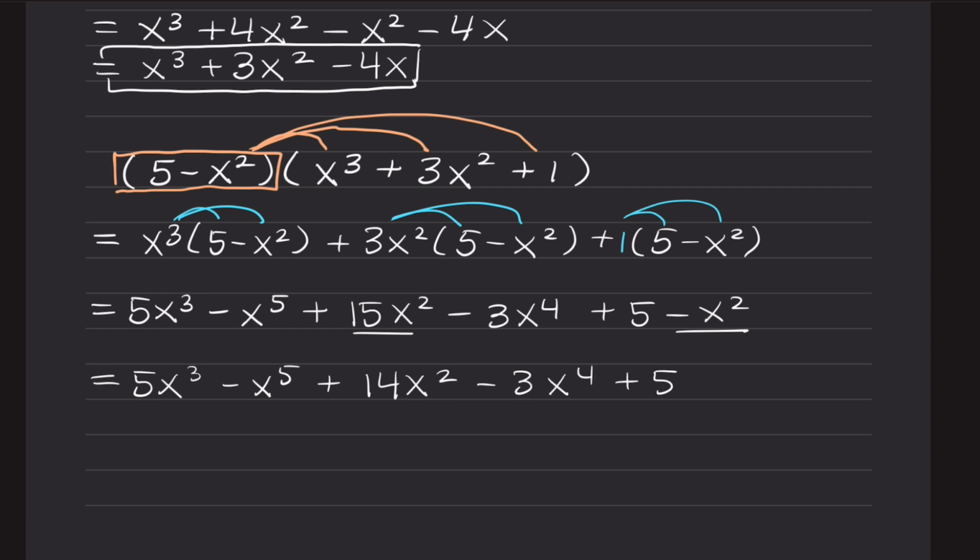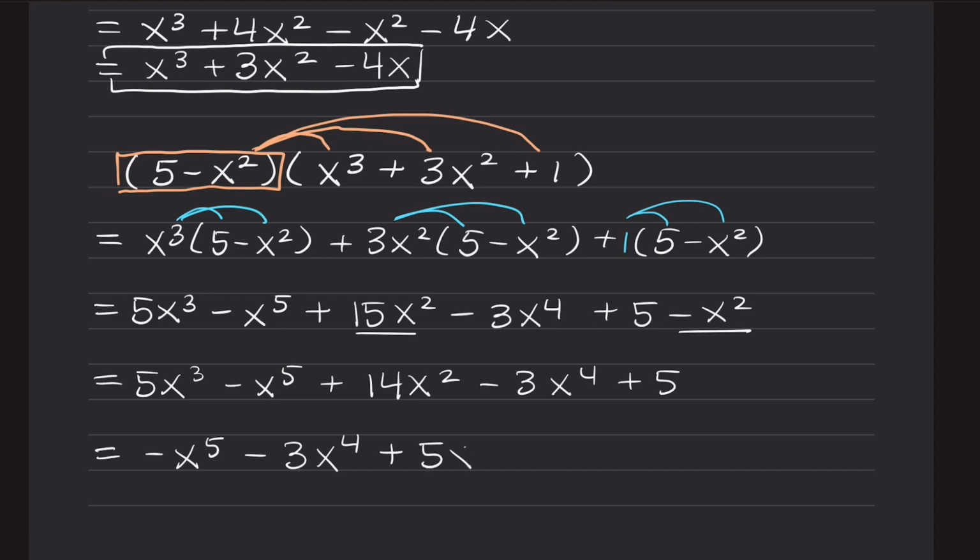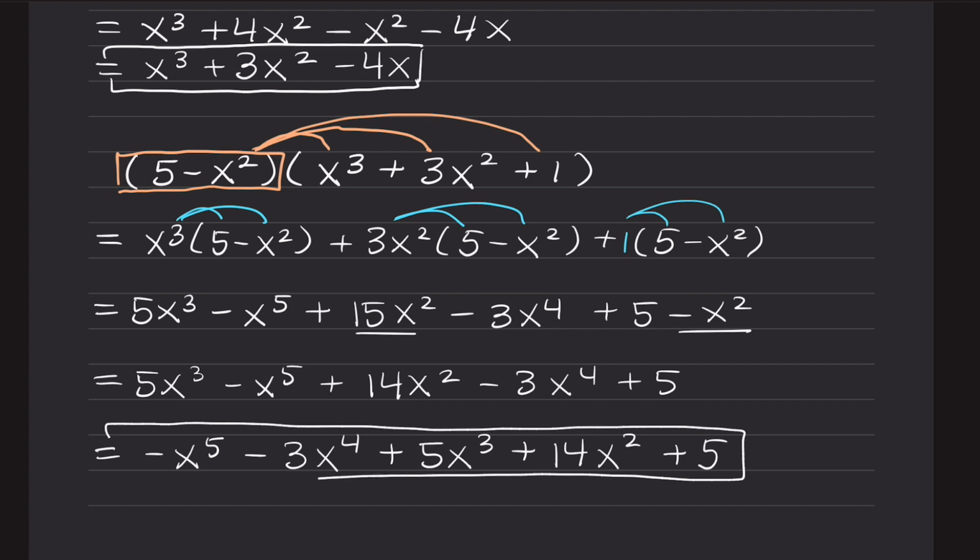If I want to write this in standard form, I just need to sort the terms in descending degree. So my highest degree term is this minus x to the 5th. And then I'm just going to go down 4, 3, 2, 1. So my x to the 4th term, my x cubed term, my x squared term, my x term, which I don't have, so I'm going to leave it off, and then I have this plus 5 at the end. And this would be our polynomial written in standard form.